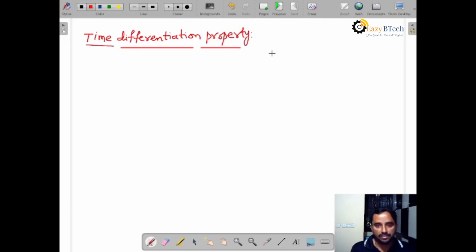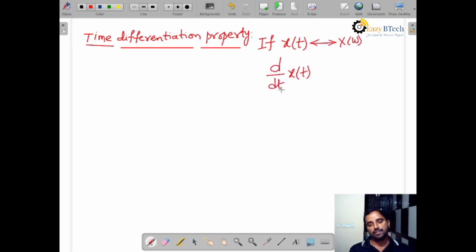So the definition is, if x of t has Fourier transform X of omega, then time differentiation, that means d by dt of x of t, differentiation of x of t with respect to t, time. So it will be how much? Fourier transform of d by dt of x of t is equal to j omega into X of omega. So one time j omega is multiplied by X of omega. See the proof.